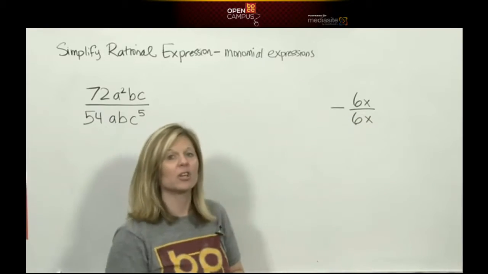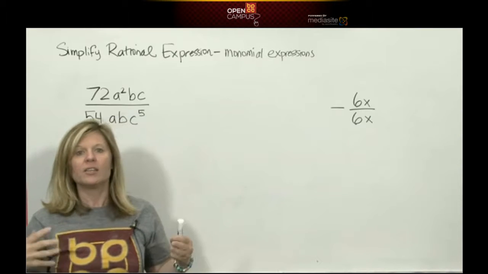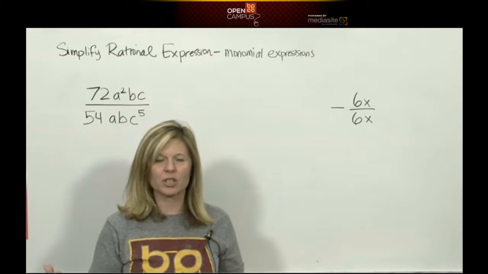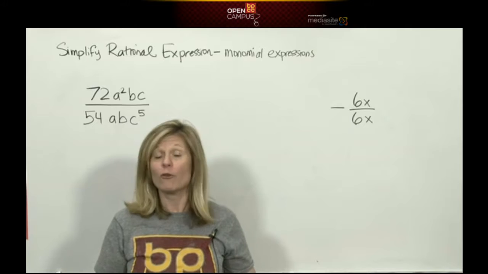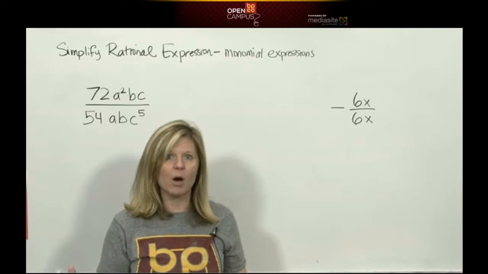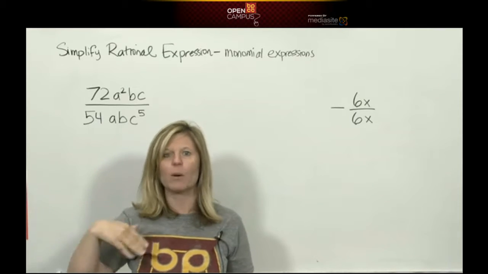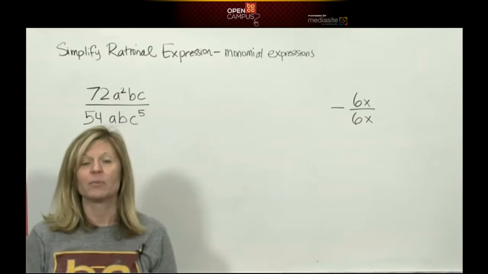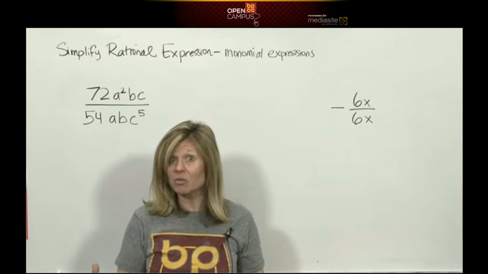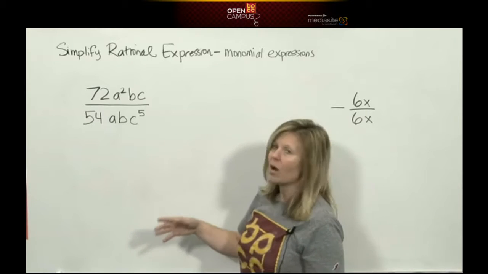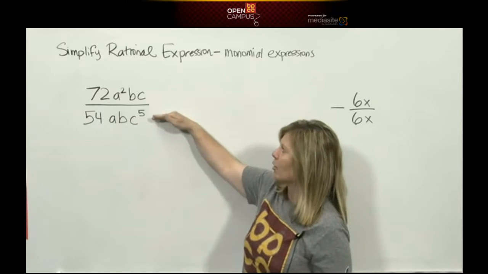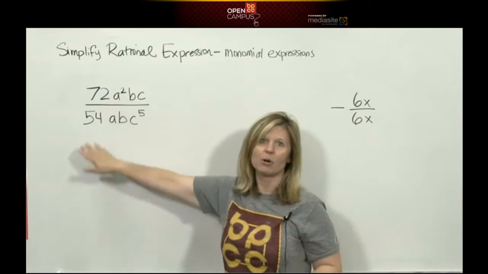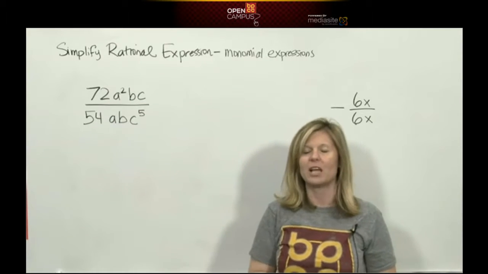Okay, welcome back. So in this module, we're working on simplifying rational expressions, which is code word for reducing fractions. And we know when we're dealing with fractions, the fraction bar means division. So we're doing division by using the greatest common factor. Right now we're working on rational expressions that contain monomials: one term connected by multiplication.